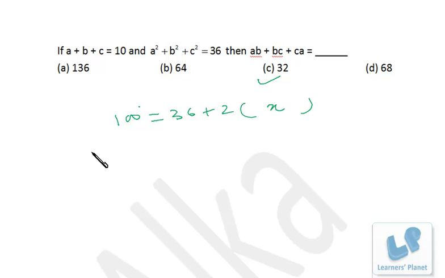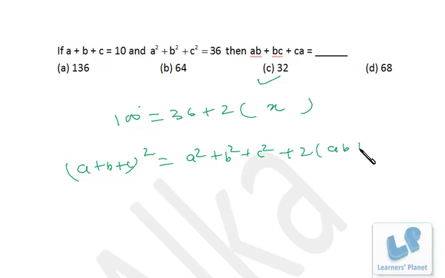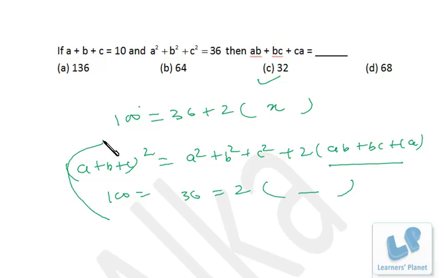So it's as simple as that. You don't have to write the entire expansion over here. For your convenience I am writing it for you, but you don't have to write. You should know this. So (a plus b plus c) whole square is a square plus b square plus c square plus 2 times (ab plus bc plus ca). Now you want this, put a plus b plus c, that's 10, so 100 is equal to this 36 plus 2 times this, the same thing I have written over here. So this expansion should be there in your mind. No need to waste your time in writing this. I hope you are getting me.